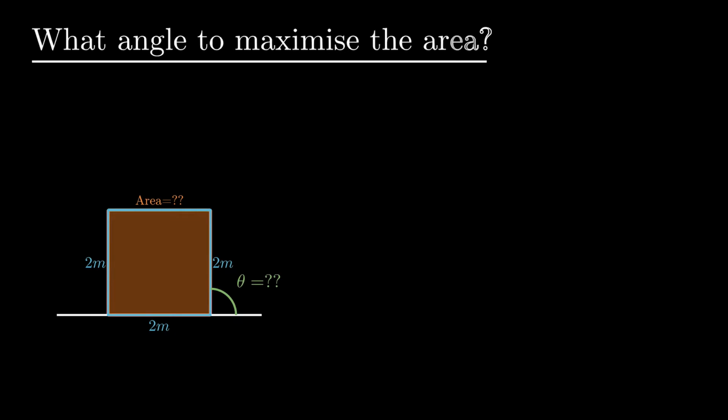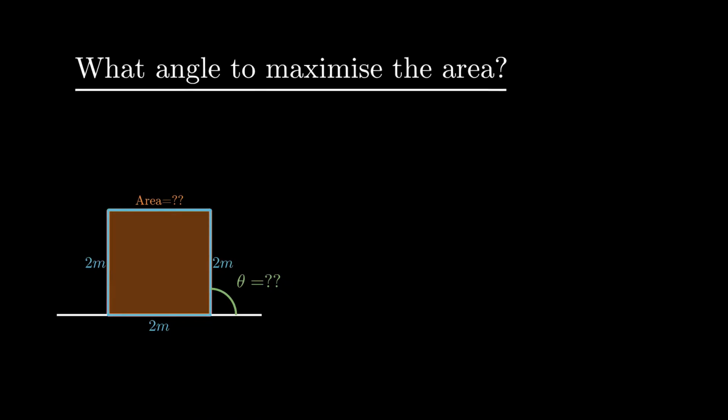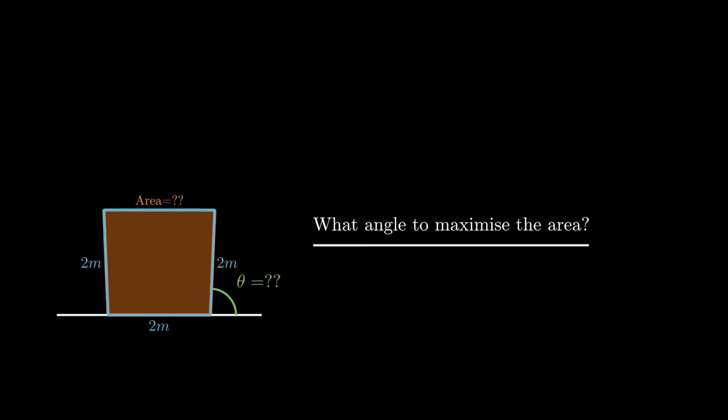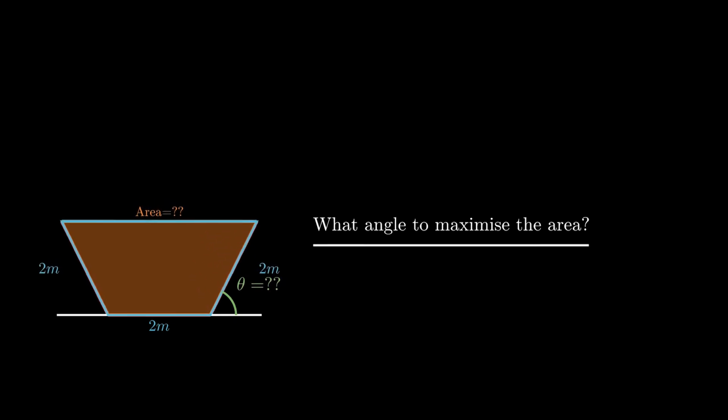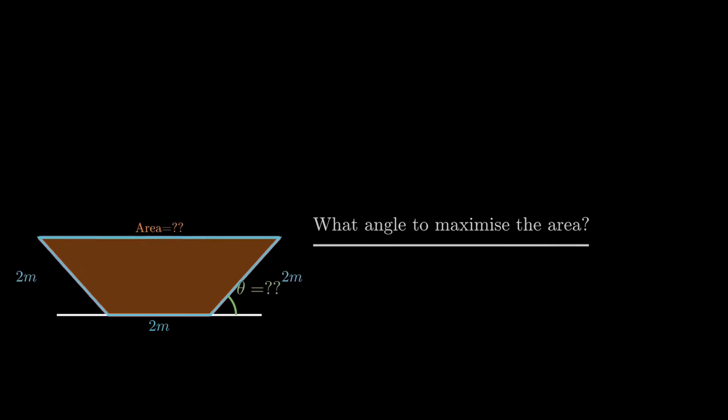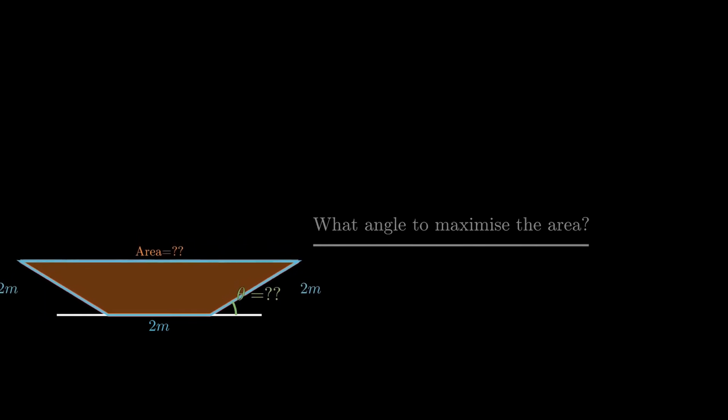Now, let's imagine you are designing a cross section of a skip bin, and your company requires you to have the cross section in the shape of a trapezium, where they say, okay, you're going to have a base of 2 meters, and the two reinforcing pieces of metal that are going to structure this trapezium are also 2 meters long. The question becomes, well, you want to maximize the cross-sectional area of this skip bin, so you wish to maximize the area of this trapezium.